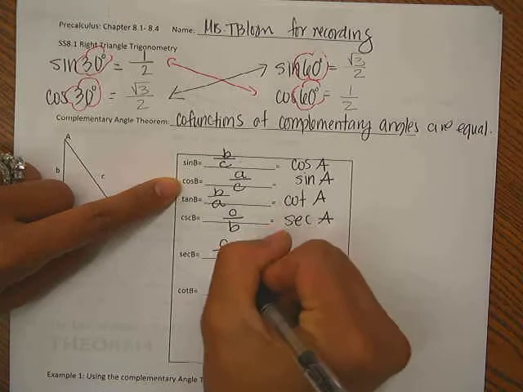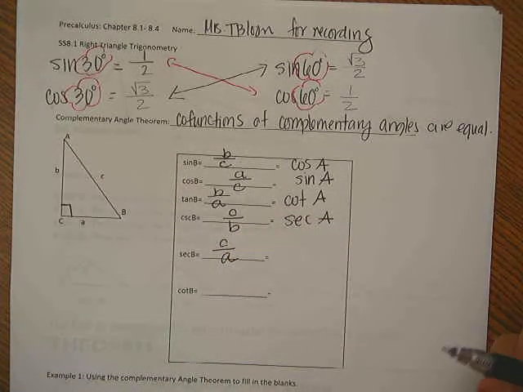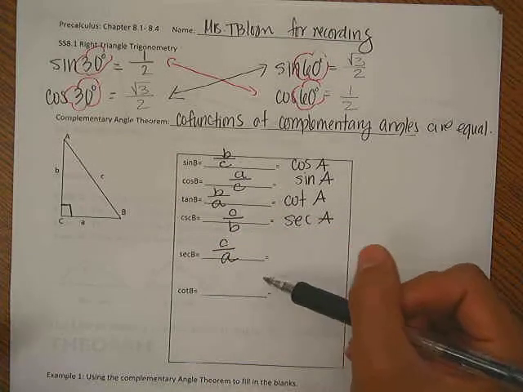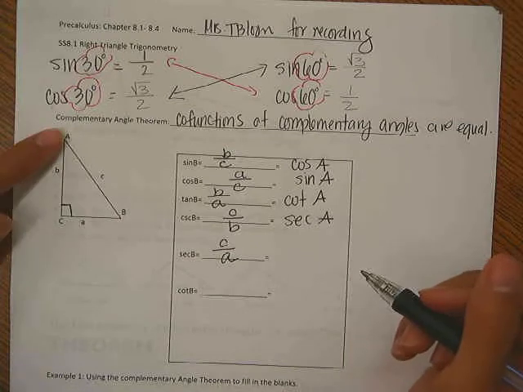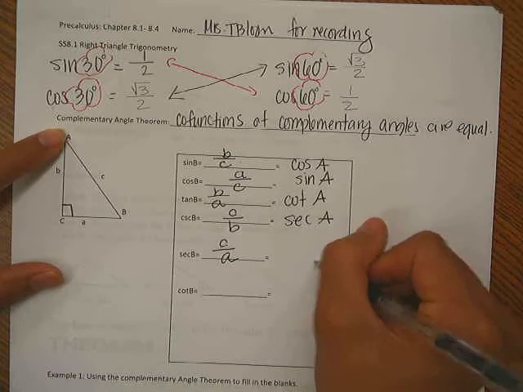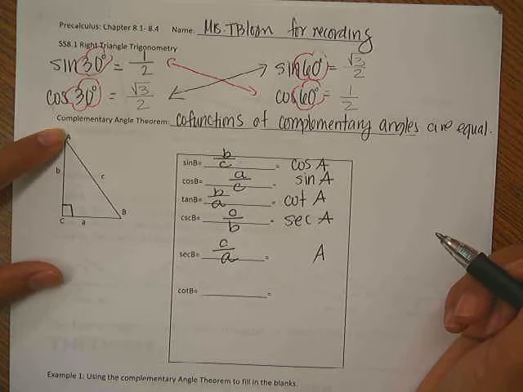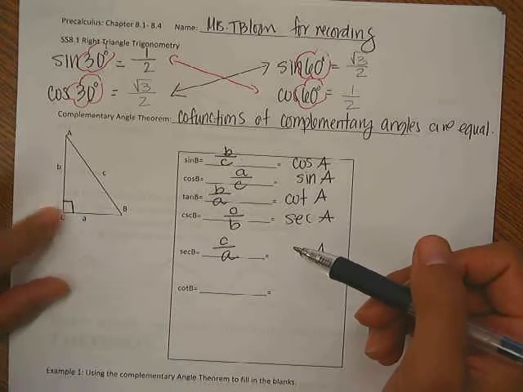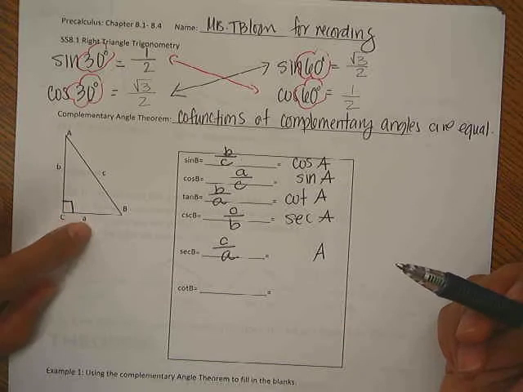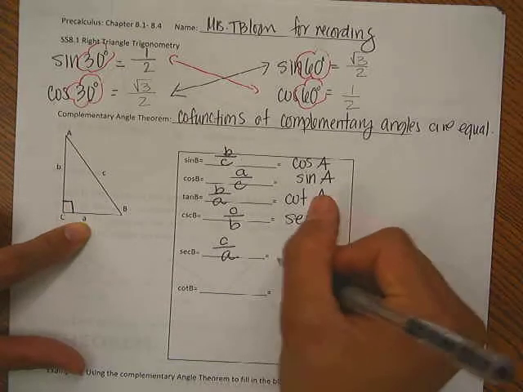So C over A. So secant of angle B is C over A, which is equivalent to something of angle A. Can you tell me which one it is? Something has C over A. That would be the opposite relationship, which is going to be cosecant.